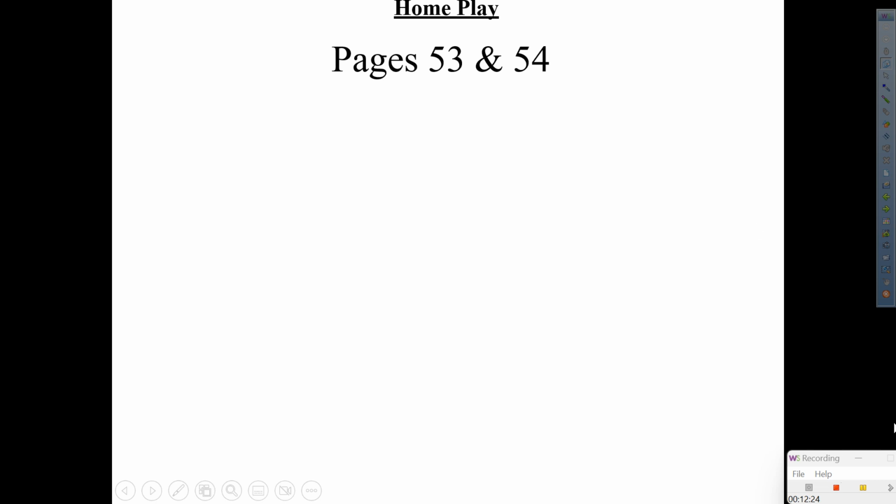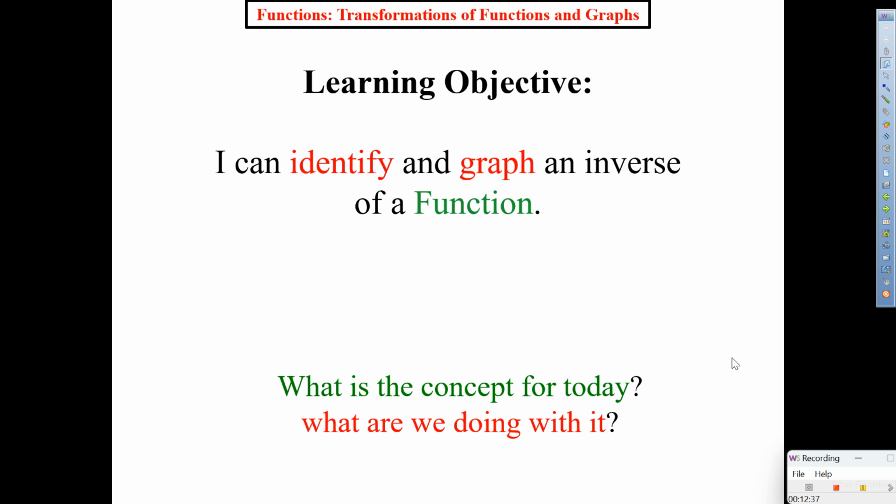Set up a Cornell note. You don't need a Frayer model. Here we go. Once again, I can identify and graph an inverse of a function. So what concept are we still on, everyone? Function. Tell your neighbor the definition once more, please. All right. Definition, Frida, what do you think? A relation that for every input has an exact output.